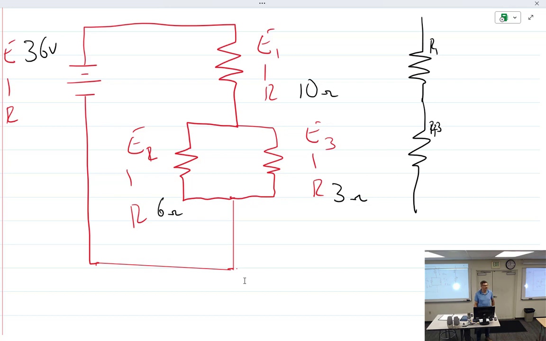Who's lost so far? Everybody's good? Okay. This R1 just carries over here. It's the same. Nothing has changed about this one, so whatever I put here, I put here. So that's still 10 ohms, right?